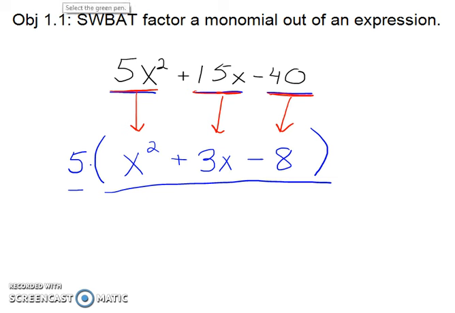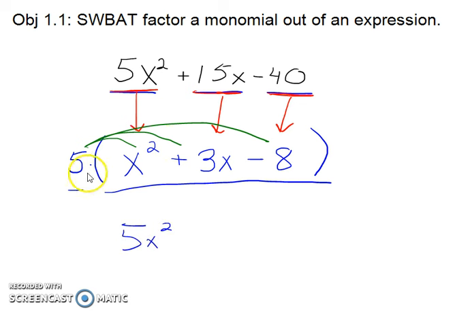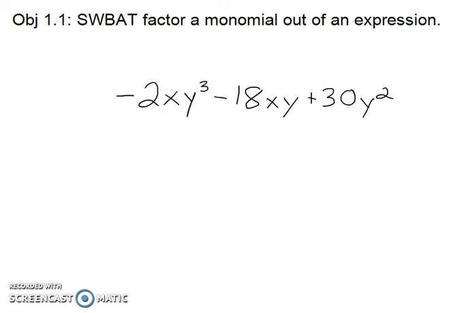If you would like to check your work, you can distribute, which you're probably pretty good at, and that 5 would then multiply to all three of these terms. And what that gives us, 5 times x squared is 5x squared. My handwriting's getting bad. 5 times 3x is 15x. And then 5 times negative 8 is negative 40. And that's the same thing we started with, so we know we got this right. I'm going to do this one more time if you would like to see another example. This one looks a little more complicated, but it's the same basic idea.